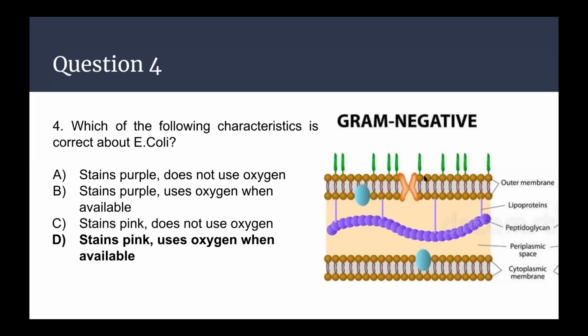There's facultative anaerobes, which will use oxygen when it's available, but they don't need this. Tolerant anaerobes will tolerate oxygen when it's present, but they won't use it. So that's the difference between facultative and tolerant.